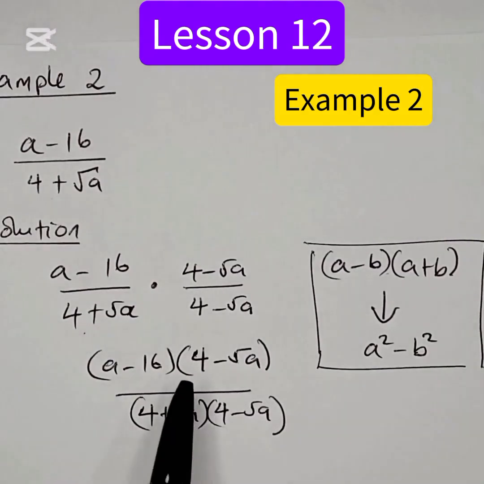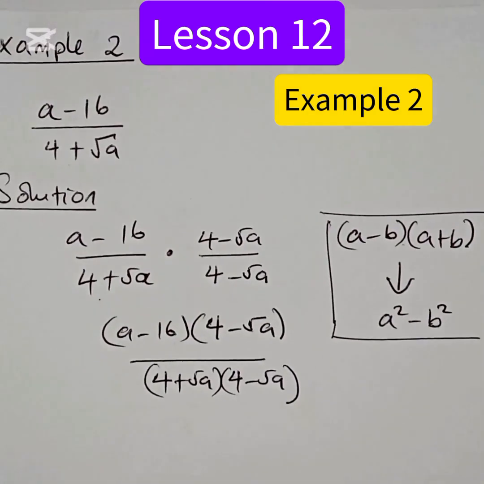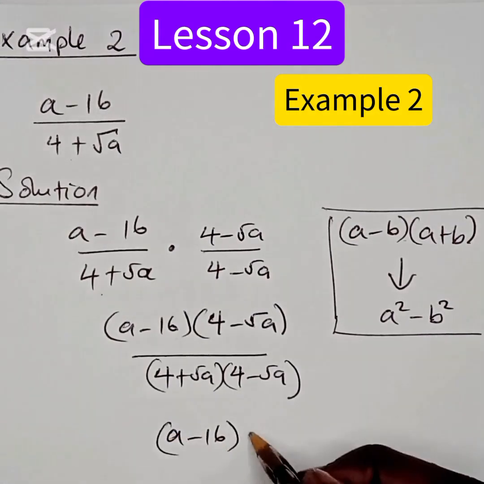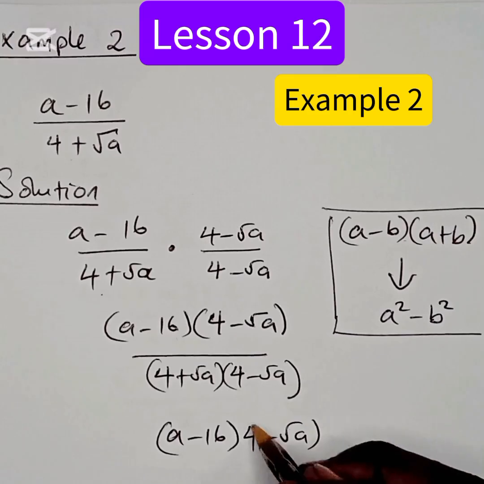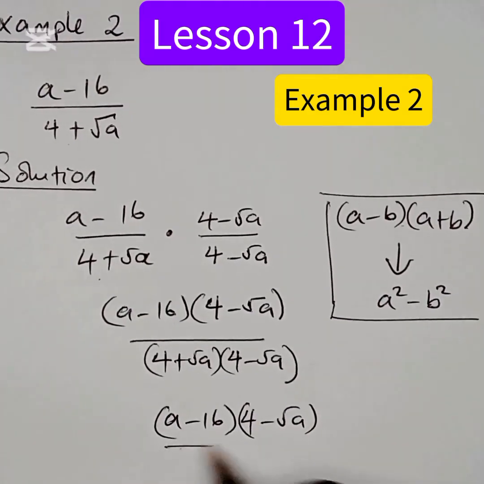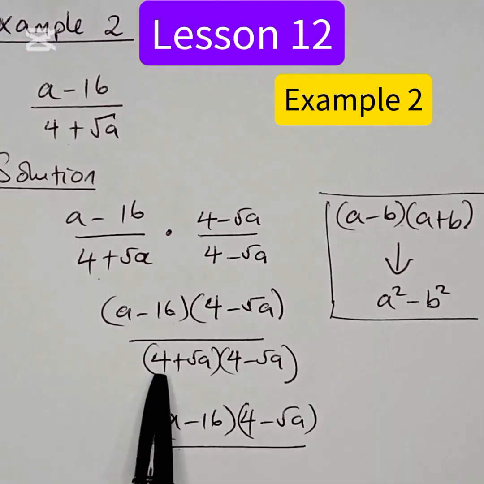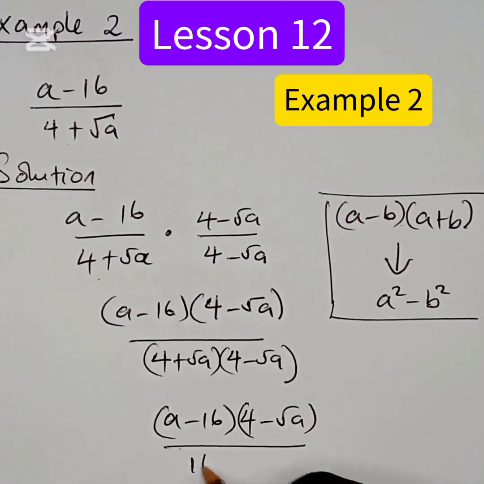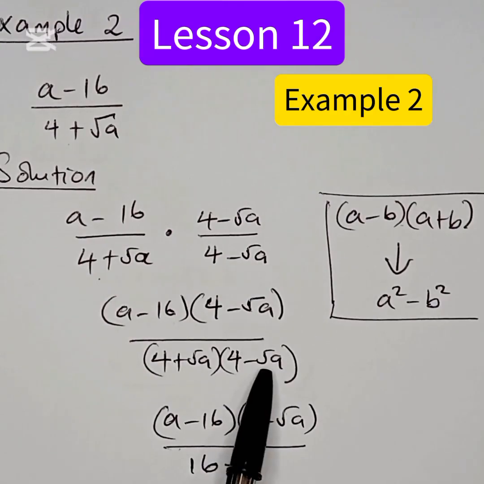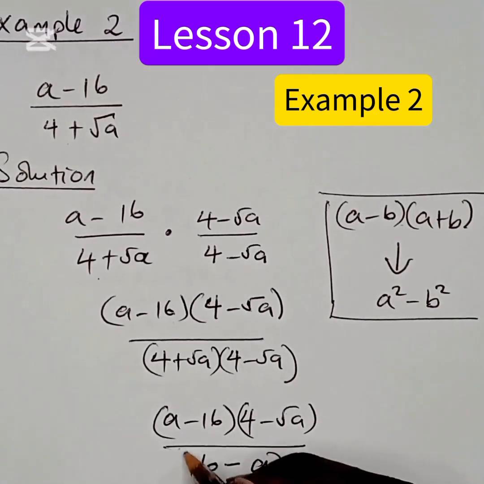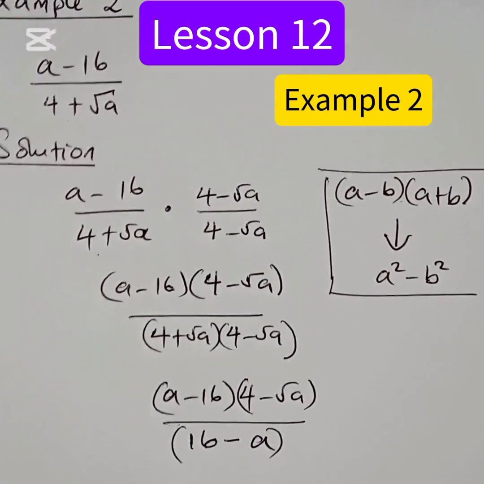So we can just write the numerator as it is. We're going to have a minus 16, that's multiplying 4 minus root a. And on the denominator, we are going to use this formula for the difference of 2 squares. We are going to square this 4 to get 16. And we say minus, we square root a, so we have a. So we have 16 minus a on the denominator, right?